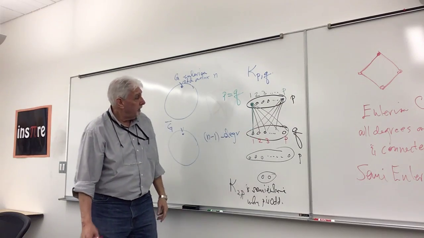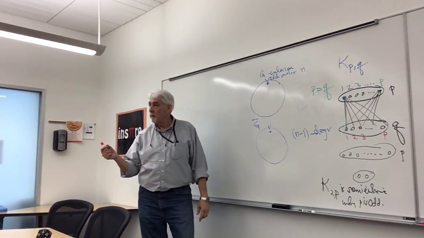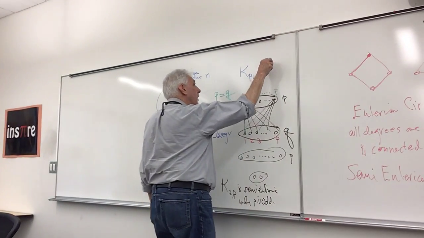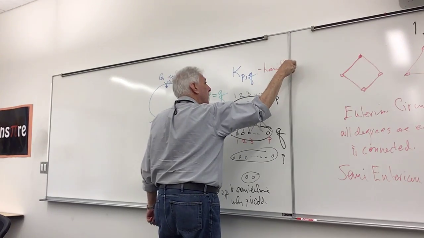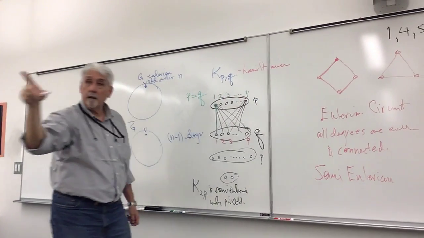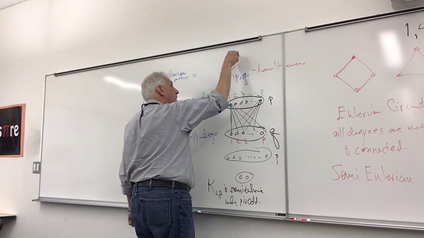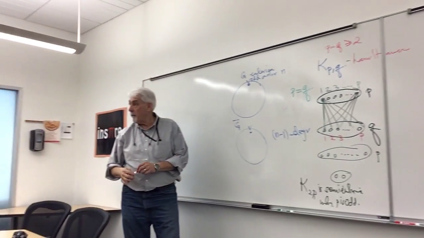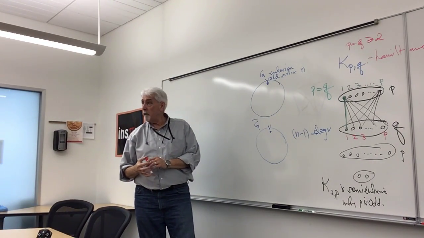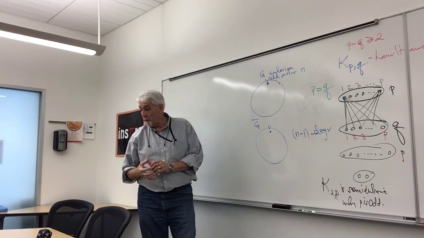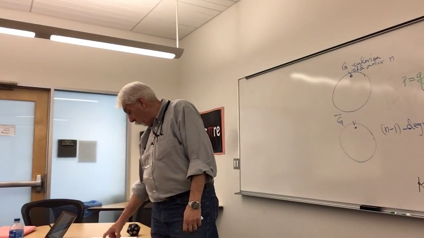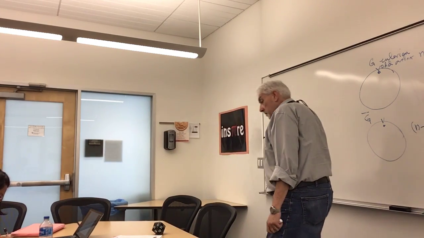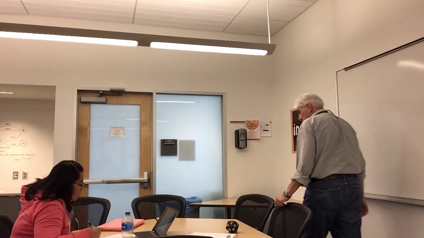So one more condition, a tricky condition. KPQ is Hamiltonian if P equals Q, and it's at least 2. K11 is not Hamiltonian. Okay, well, now take a minute. Which of the following graphs in 5.1.3 are Hamiltonian? This won't be a minute. Maybe it'll take more than a minute.